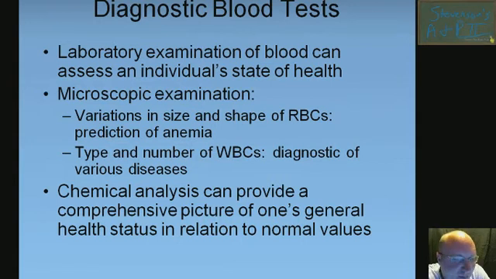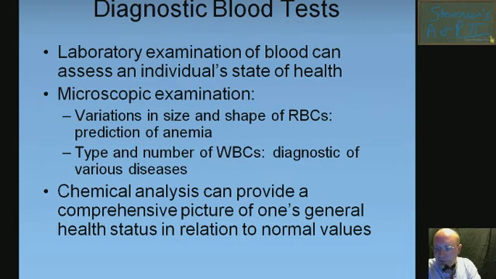Blood tests are very easy nowadays. Laboratory examination of blood can assess an individual's state of health. Microscopic examination: variation in size and shape of the red blood cells can be recognized and can predict anemia, especially sickle cell anemia, because they show up flashing bright red, basically. You can tell by the shape of the cells that a person has sickle cell anemia.